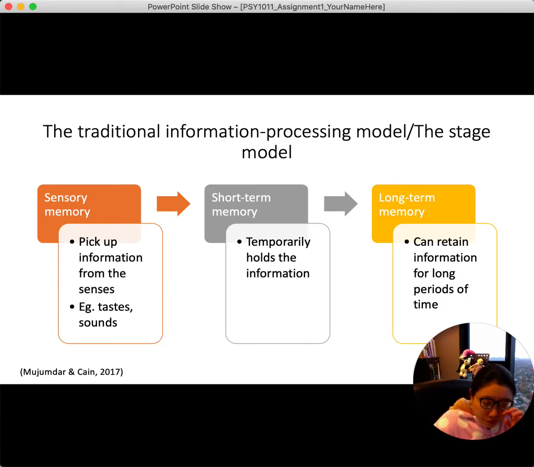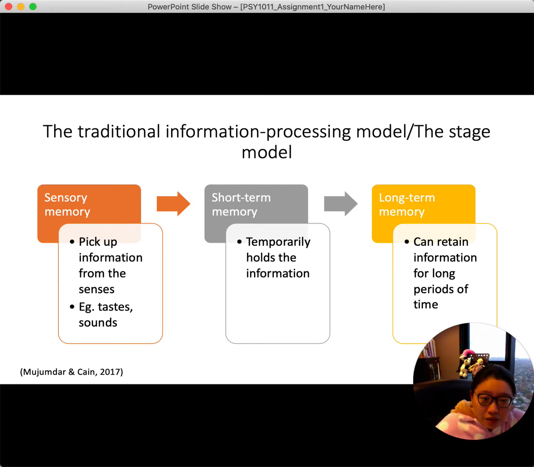The traditional information processing model is really critical for us to understand before going into today's topic. It is a framework used by cognitive psychologists to explain and describe mental processes. This model involves 3 different stages. The first stage is called sensory memory. That means our brain can pick up information from the senses, such as touch, smell, taste, or even sound.